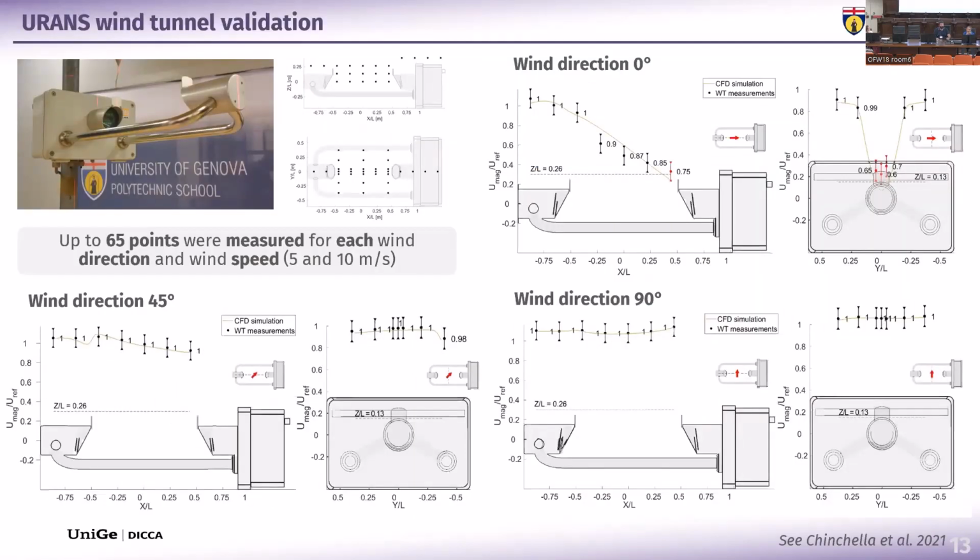The same was also done for the TIS laser precipitation monitor, and here we start with the URANS simulation. In this case, up to 65 points were measured for each wind direction and each wind speed that were validated. In the upper left corner, you see the grid of points that were measured for the gauge. Starting from the wind direction of 0 degrees, we see very good accordance, especially for the transversal profile, the rightmost one, and it's still very close in the case of the profile just above the instrument sensing area. For other wind directions, 45 and 90 degrees, almost no difference is present between the probe measurement and the simulation results, showing a very good performance of the numerical model.